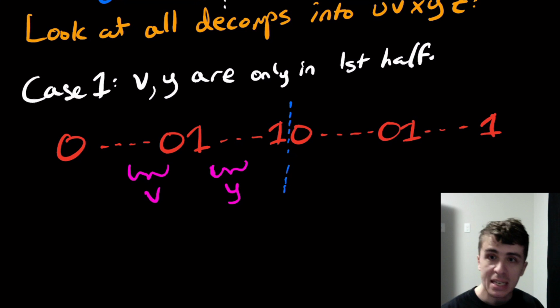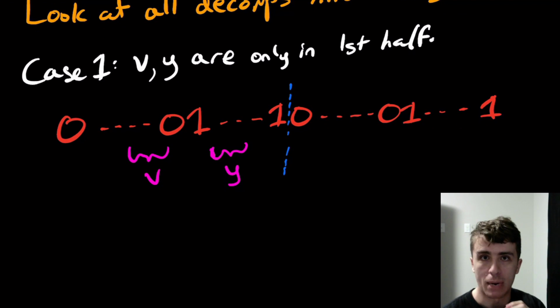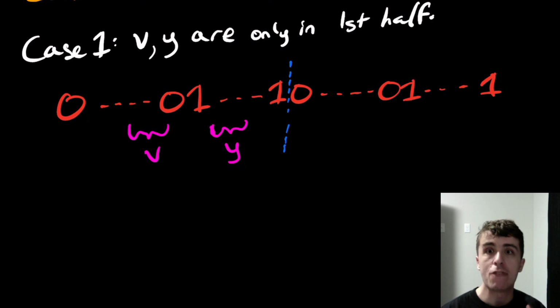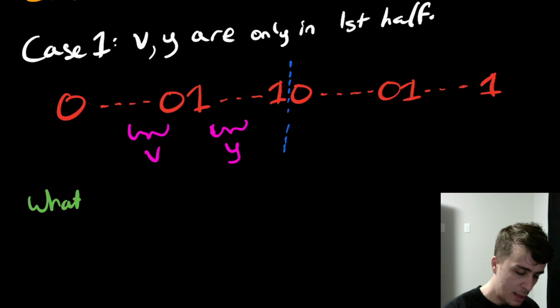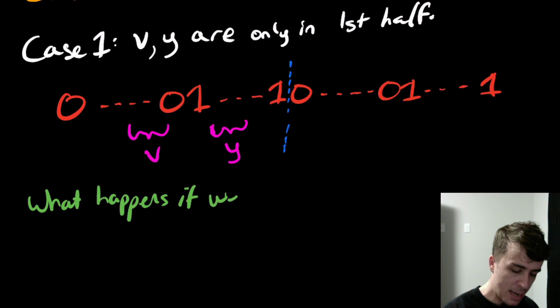So let's see what happens. It turns out that you can pump in either direction here. But let's visualize if we pumped up. Pumping down works very analogously. So what happens if we pump up to i equal to 2?